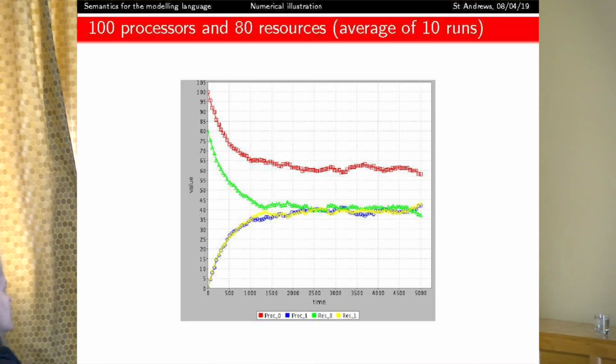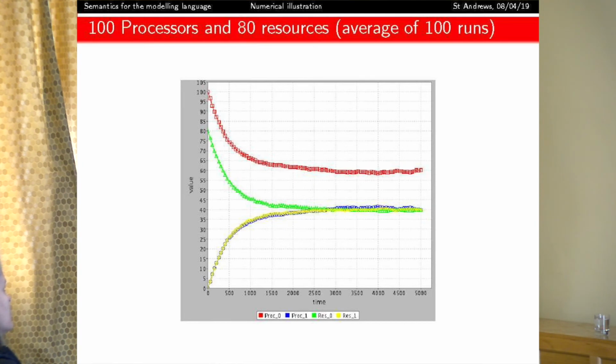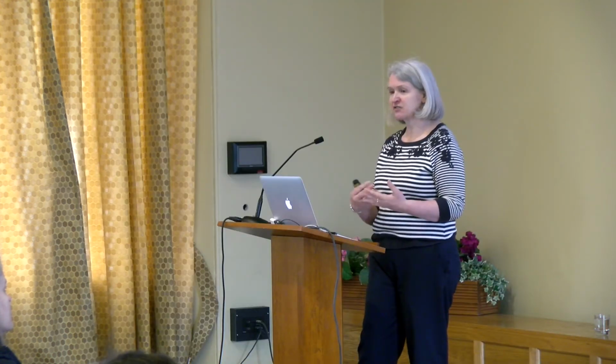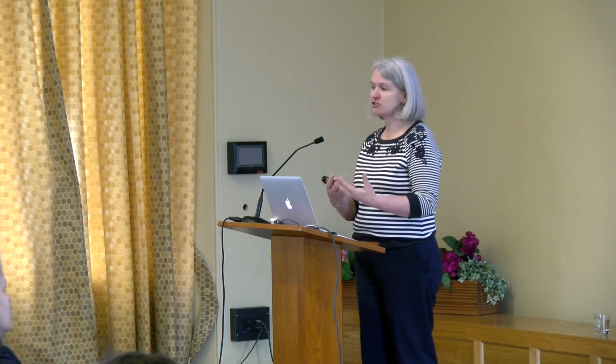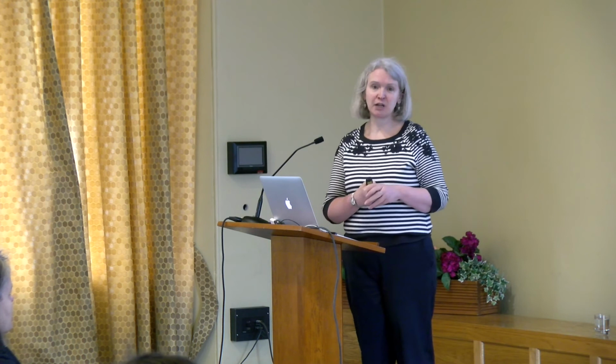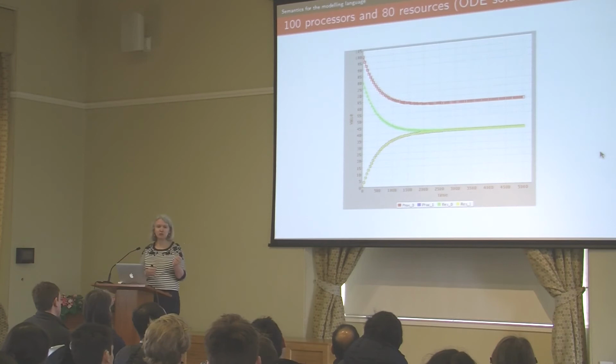So if we go back to our 100 processors and 80 resources, this is 10 runs or 100 runs of the simulation, or even 1,000 runs of the simulation, and then that's the ODEs. So what the ODE gives you is the trajectory of the average behaviour with a large population. In this case, 100 and 80 is high enough to be a large population. If we did the ODE with, let's say, two processors and one resource, the result would not be so good, because there each step is making a big change in the proportion of behaviour.